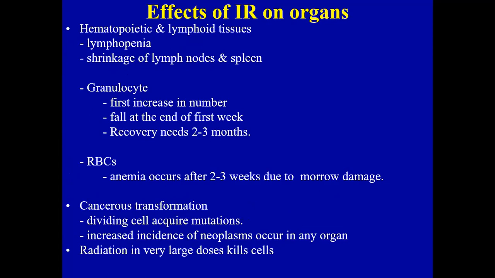On the organ, it will cause changes in hemopoietic and lymphoid tissue: lymphopenia, shrinkage of the lymph node and spleen. Granulocytes will increase first in number and then fail at the end of the first week. Recovery needs 2 to 3 months. RBC, there will be anemia, occurring after 2 to 3 weeks due to the marrow damage. Cancerous transformation, dividing cells acquire mutation, with increased incidence of neoplasm occurring in any organ. Radiation in very large dose will kill the cells.